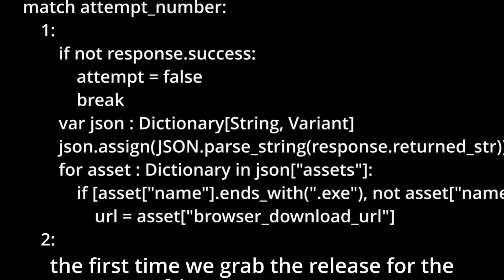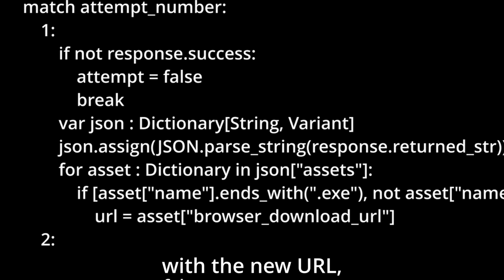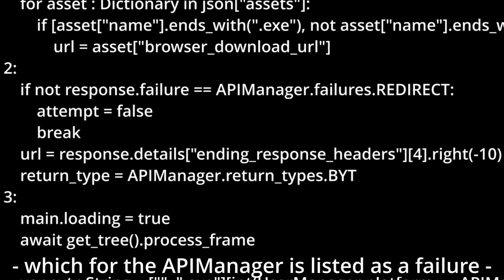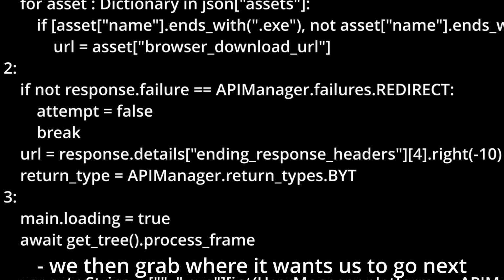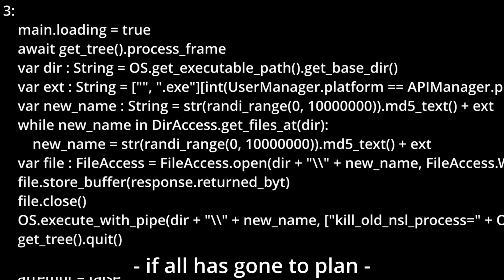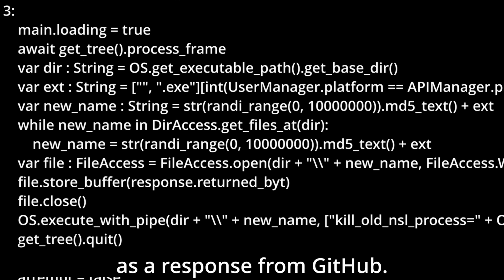The first time we grab the release for the user platform and then request the new URL, and then the next time, if we are redirected, which for the API manager is listed as failure, we then grab where it wants us to go next before requesting there instead. And then, if all's gone to plan, we now have the actual binary as a response from GitHub.